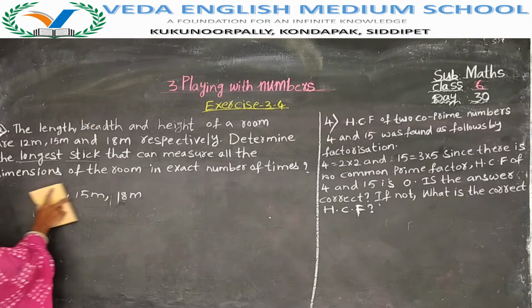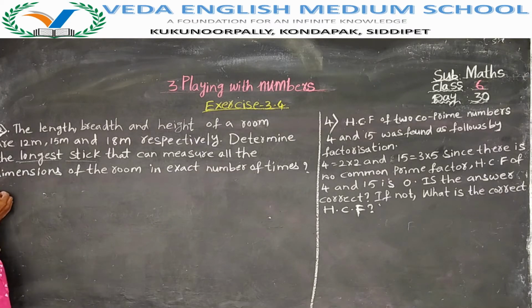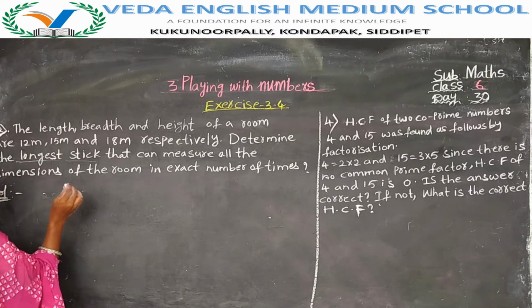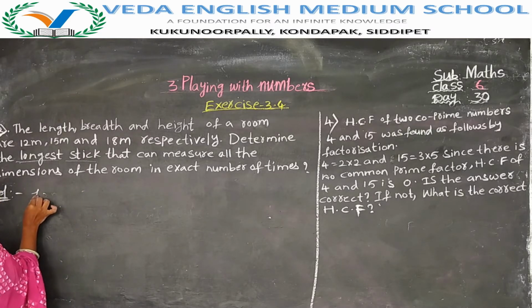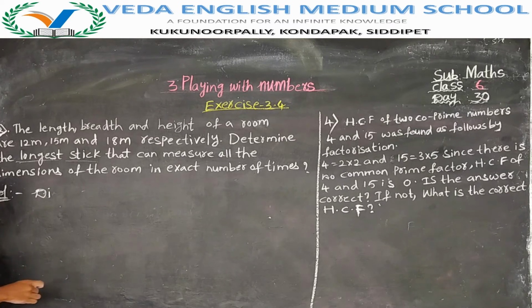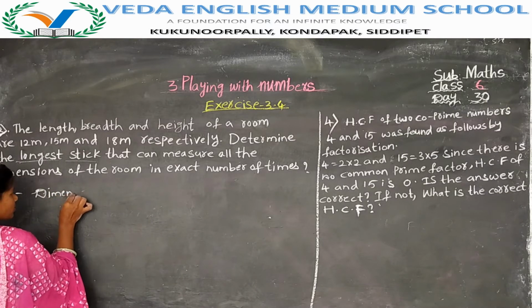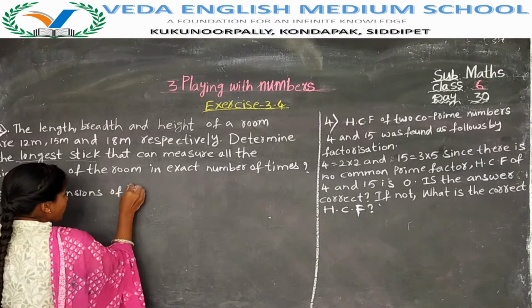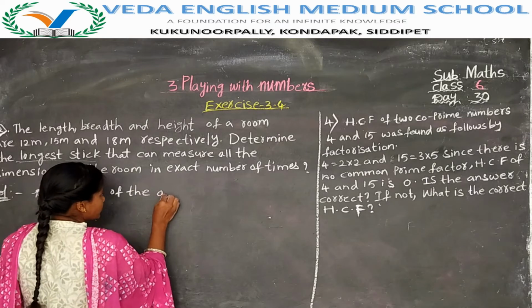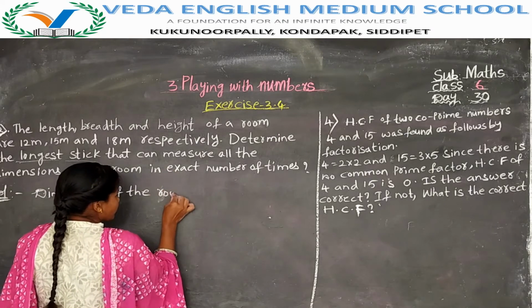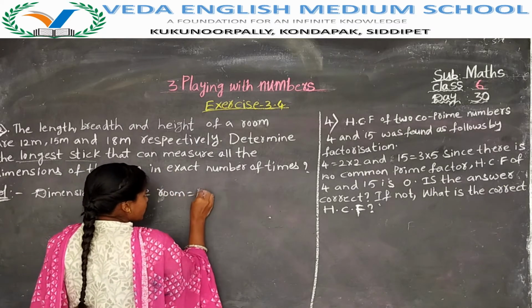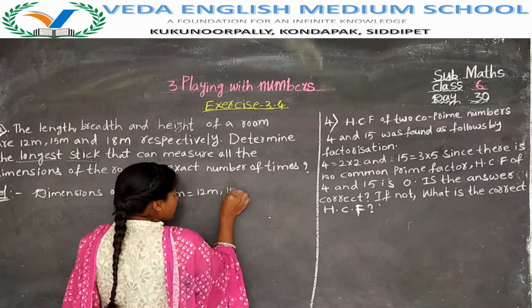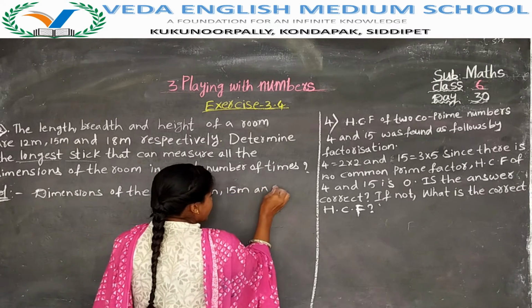Now here, solution. After the question, you have to leave one finger gap and start the solution. Dimensions of the room, dimensions means measurements, is equal to 12 meters, 15 meters and 18 meters.